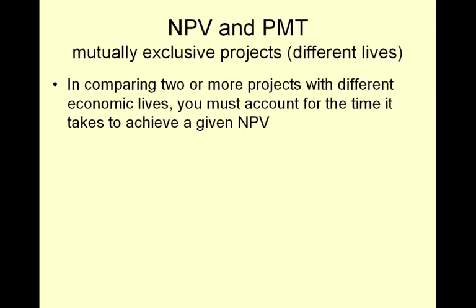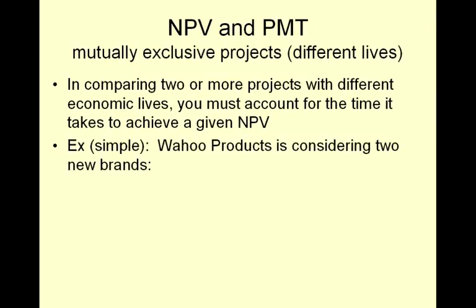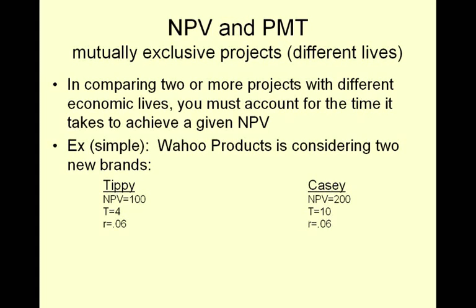Let's look at a very simple example. Wahoo Products is considering two new brands, Tippy and Casey. Tippy generates a net present value of $100 over 4 years. Casey generates a net present value of $200, but it takes 10 years to achieve. Both of these projects have been evaluated using a discount rate of 6%.